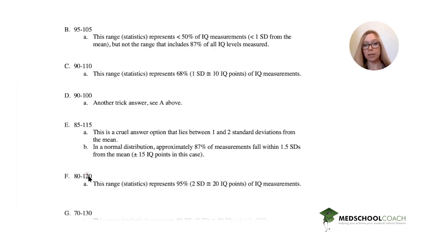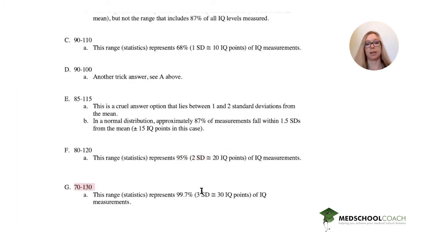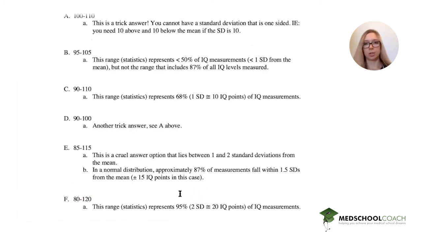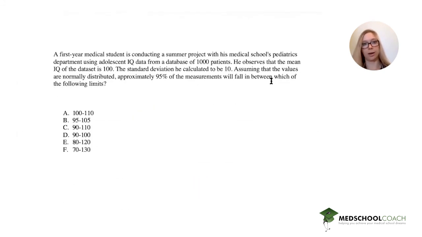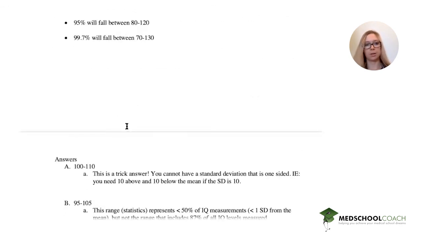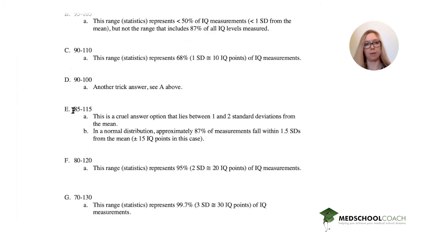80 to 120 is exactly 95%, or 2 standard deviations. And 70 to 130 is exactly 3 standard deviations, or 99.7%. Let's scroll up and see what our answer choice wanted. Our answer choice wanted 95%, which is perfect. So that leaves us with the answer of F.